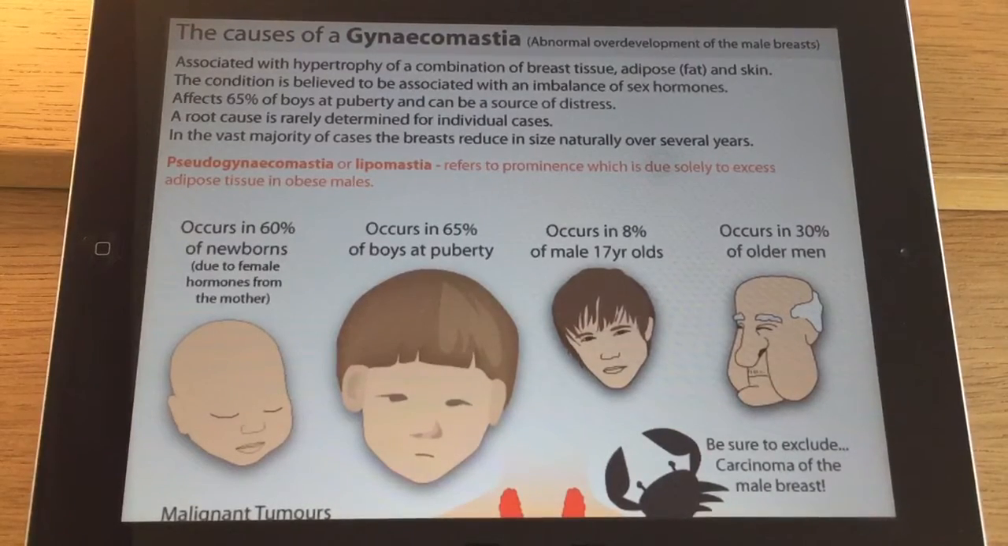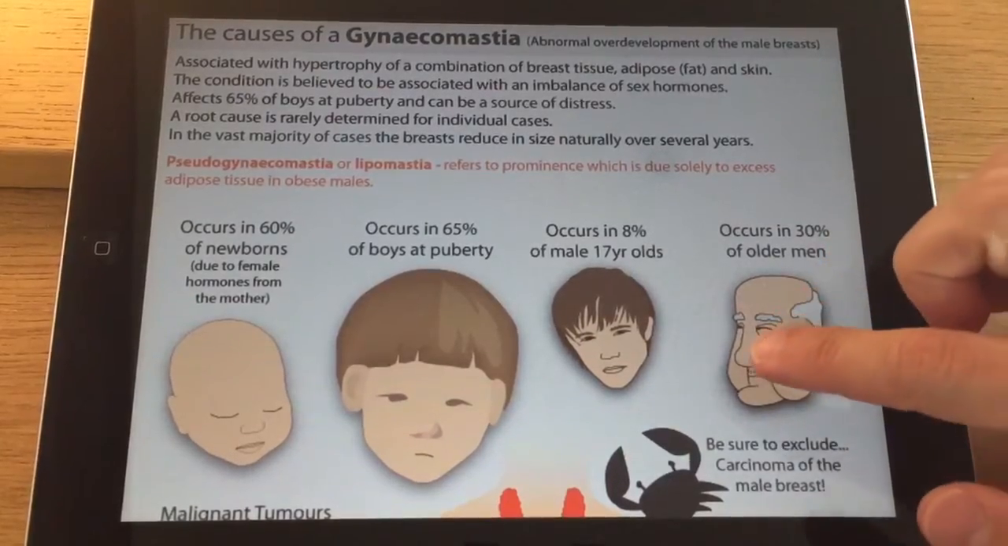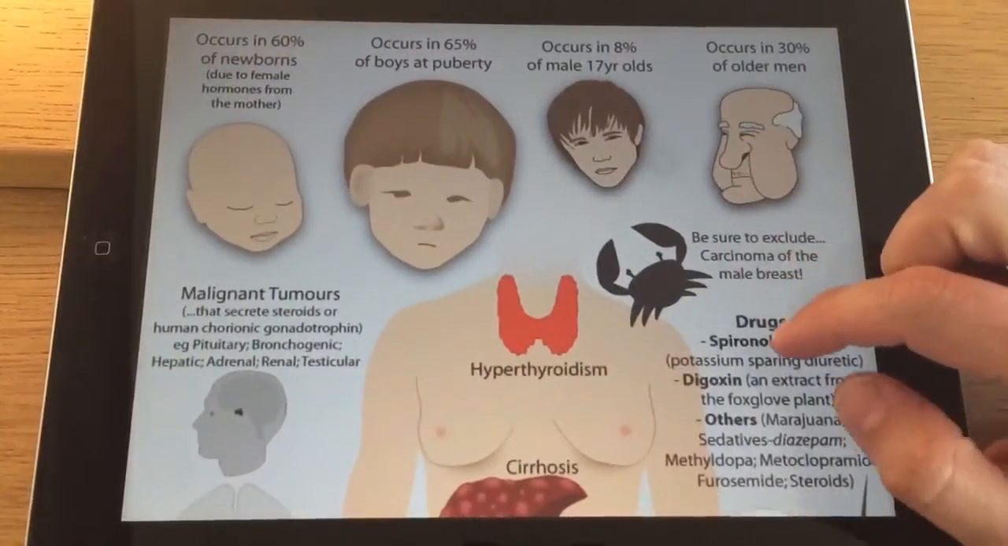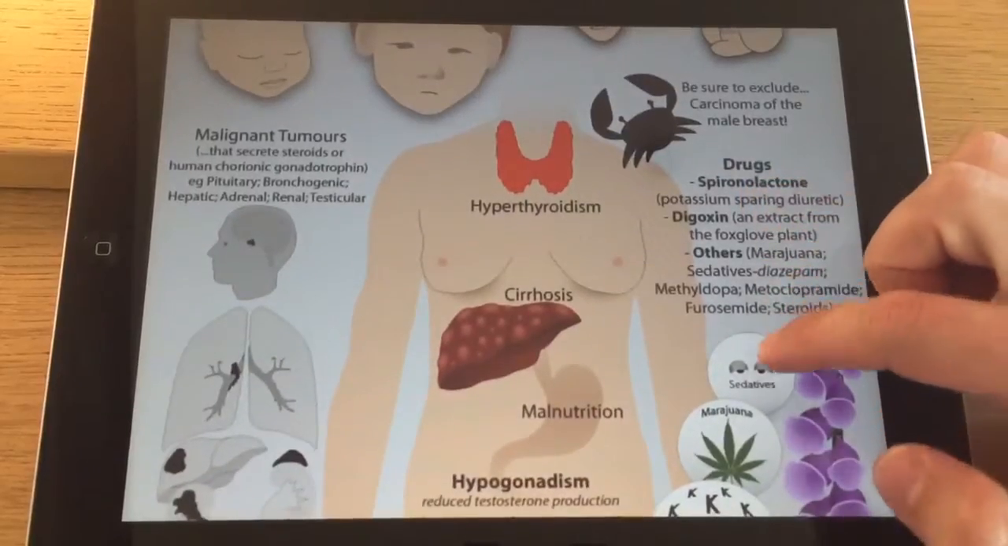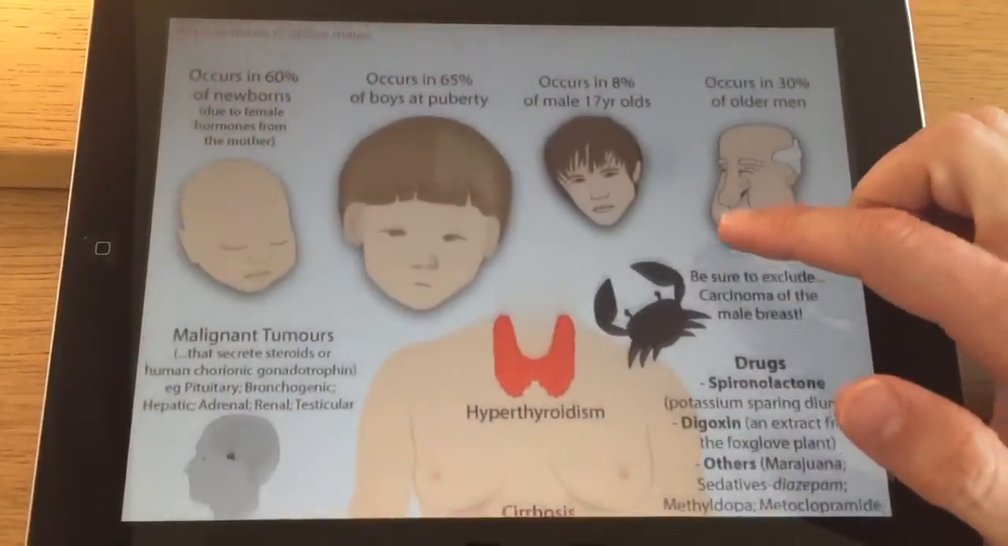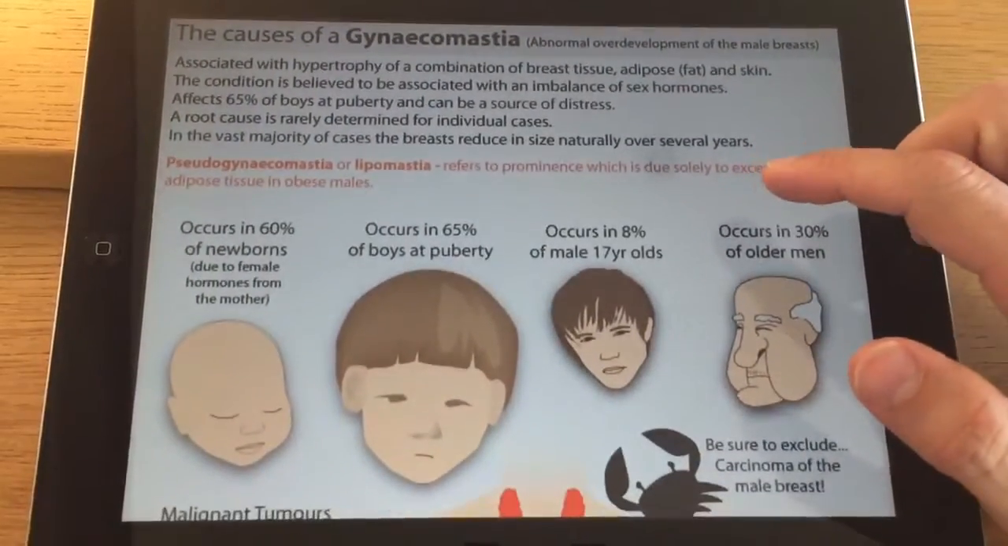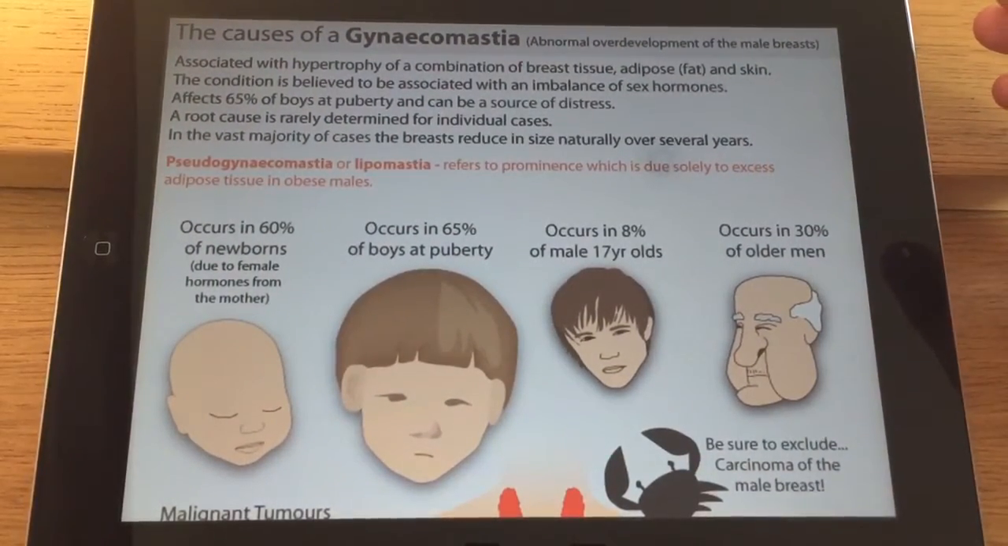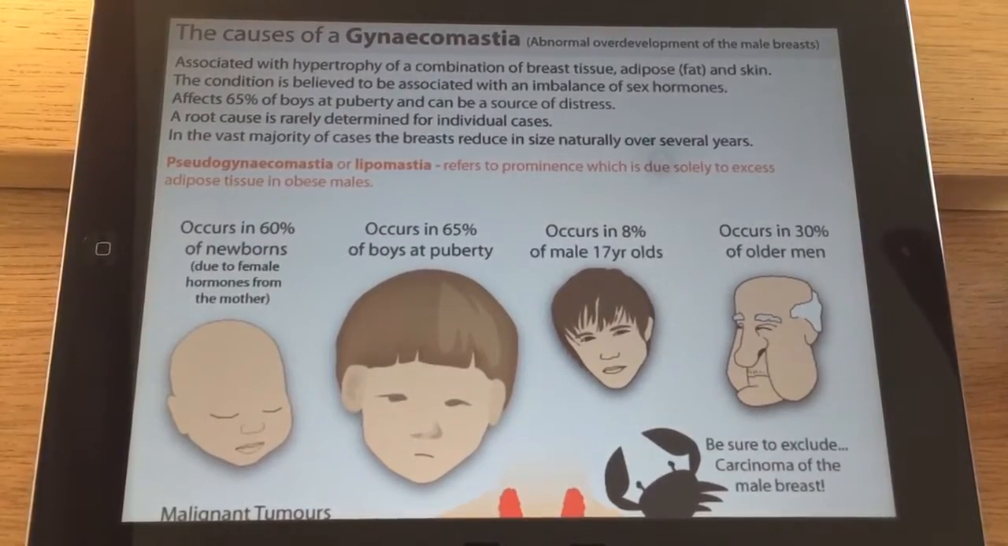Right, so I'm going to do a very quick run through on gynecomastia now, and this is another Picturing Medicine diagram, and of course it summarizes the different causes of gynecomastia for you in a visual format. So what is gynecomastia? Gynecomastia is the formation of breast tissue in men, or apparent breast tissue, and it can either relate to glandular tissue or fatty tissue.